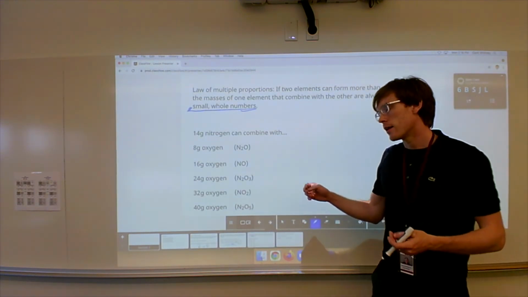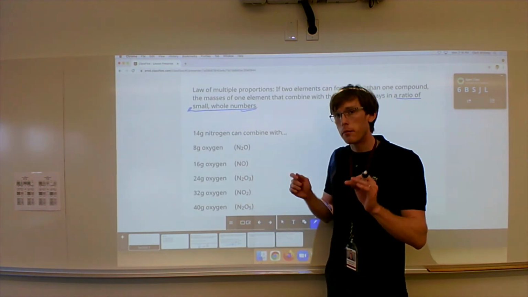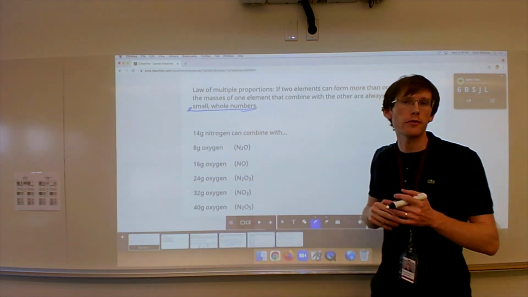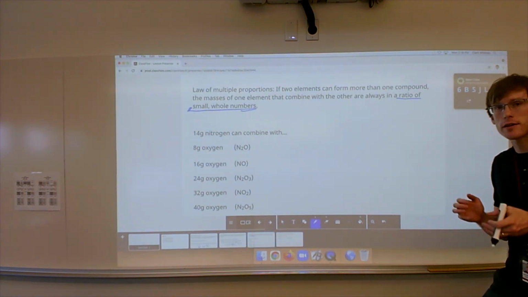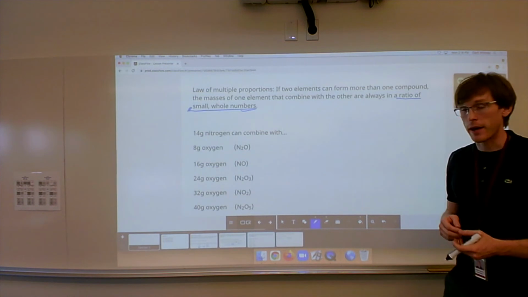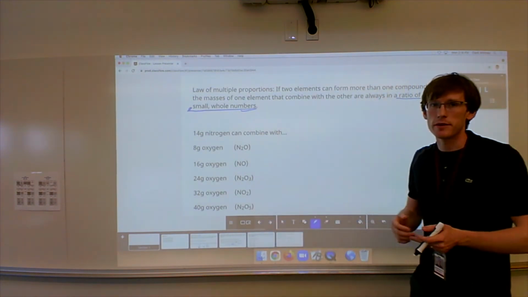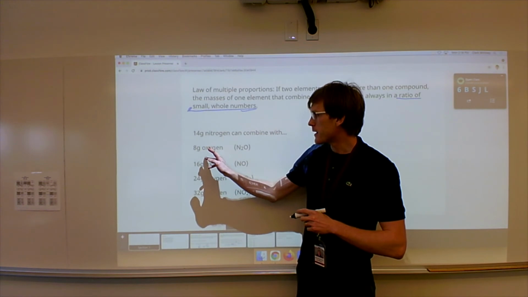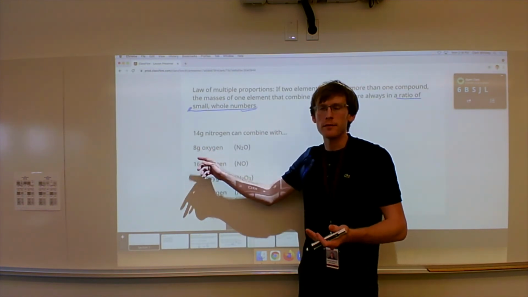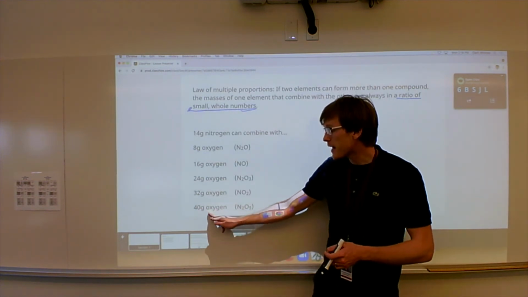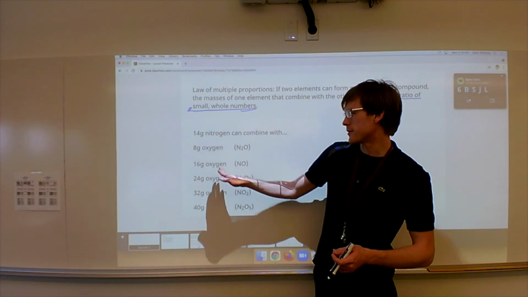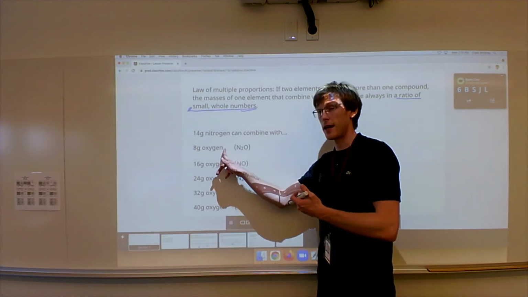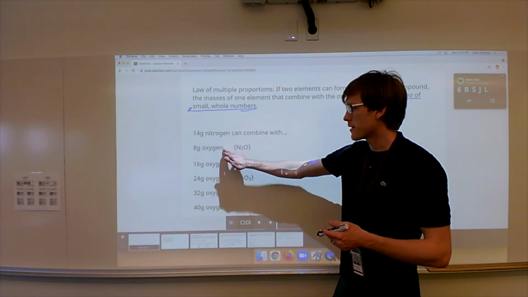Back in the day, it wasn't really clear what these formulas were, but there was an understanding that 14 grams of nitrogen could combine with any of these to produce unique compounds. They're all nitrogen oxides, but with different properties and, as they would find, different formulas. As you inspect this, you can see that the oxygen goes up in units of 8 grams. So we have 5 times as much oxygen in N2O5 than we do in N2O, and 4 times as much oxygen in NO2 as we do in N2O, and so on. We have this going up by 8s.